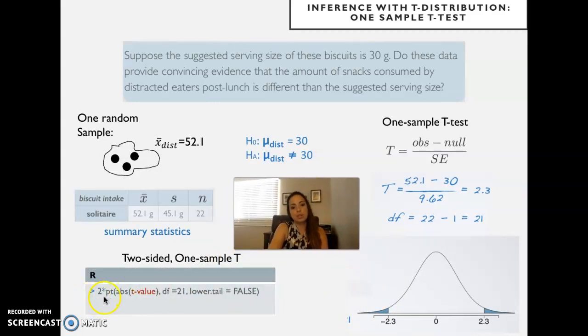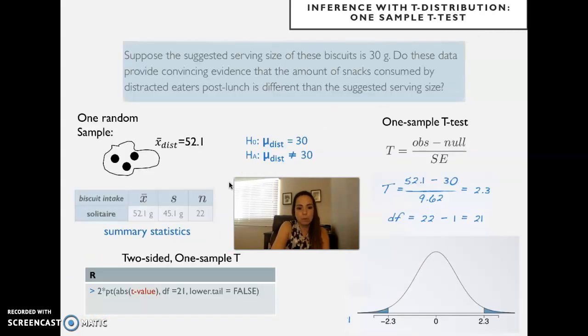So I can use this piece of code here, 2 times the probability of getting the absolute t-value or more extreme for a t-distribution of 21 degrees of freedom. And we're saying that we want the upper tail because we're using the absolute t-value, which is going to be a positive value. So we want this one, and then we multiply by 2 to get the probability.